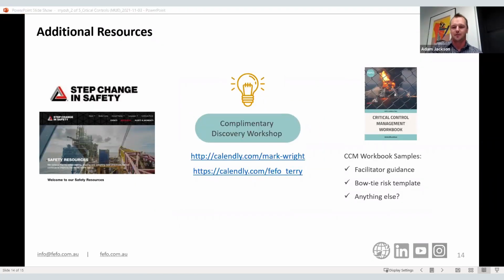Okay, just to recap on that, the top two by far, 36% were interested in risk workshop facilitation and 28% focused on identifying critical controls. Only 8% on just general business risk management.